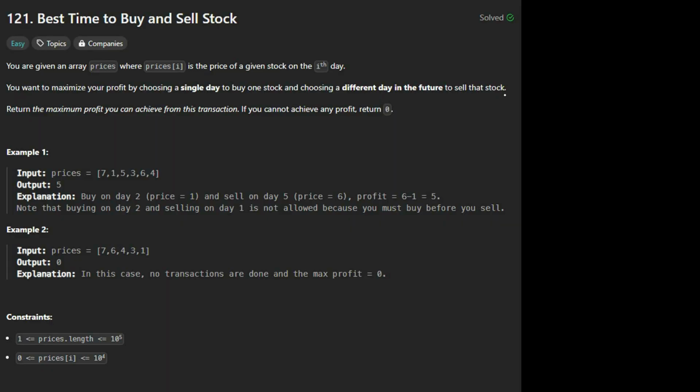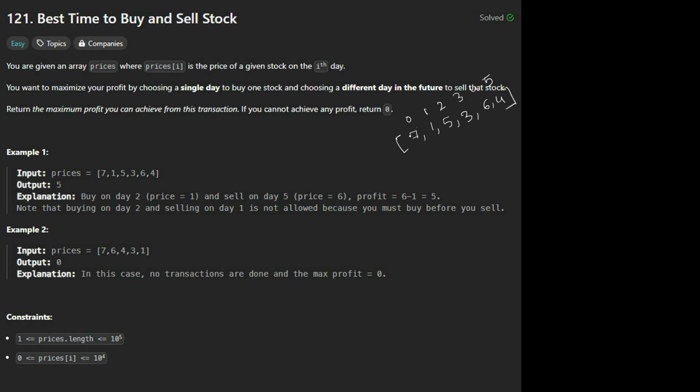Hi everyone. The given problem statement is Best Time to Buy and Sell Stock. You're given an array of prices where prices[i] is the price of a stock on the ith day. Let us see this example: 7, 1, 5, 3, 6, and 4, on the 0th, 1st, 2nd, 3rd, 4th, and 5th days.